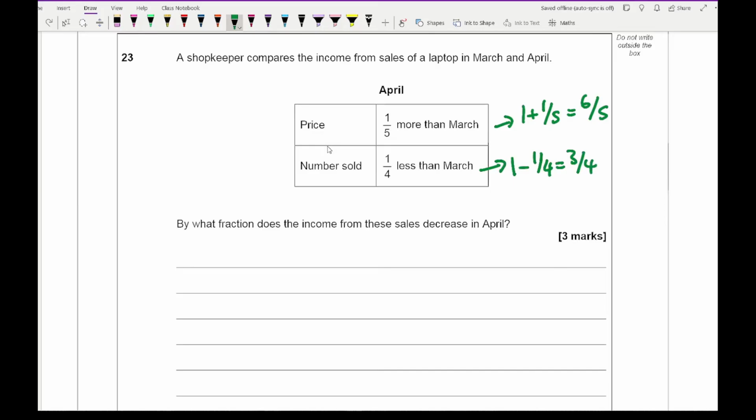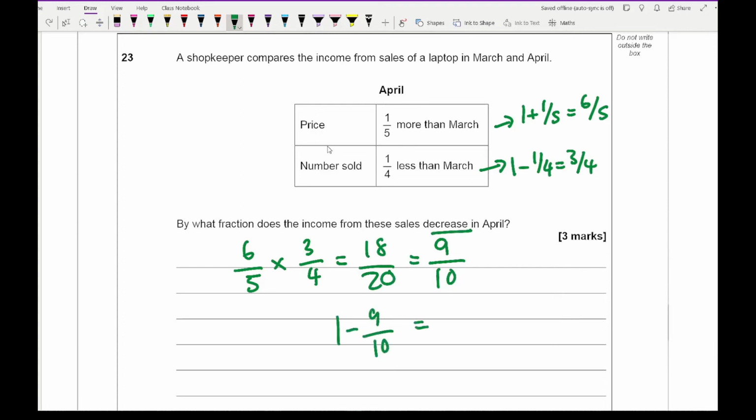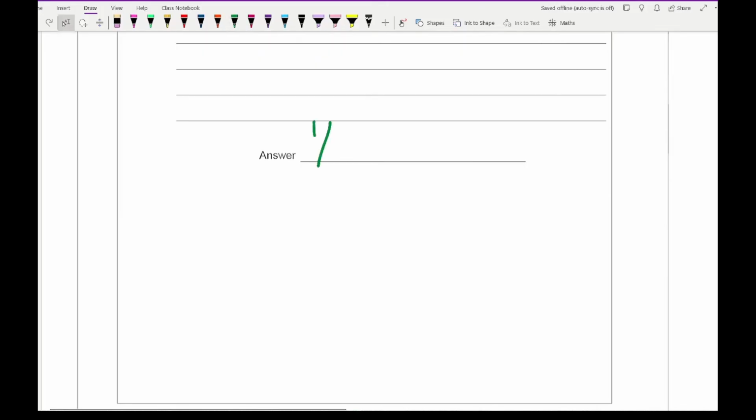Then from this, if you want to work out what fraction of the sales decreased in April, we then need to do 6 over 5 multiplied by 3 over 4, because it's the price times the number that we've sold, and then we get a total of 18 over 20, which then simplifies to be 9 over 10. So how much of a decrease have we got from 1 minus 9 over 10? Well, that's going to be 1 over 10, so that's a 10% decrease. So again, you can write that in your answer as either 1 over 10 or a 10% decrease.